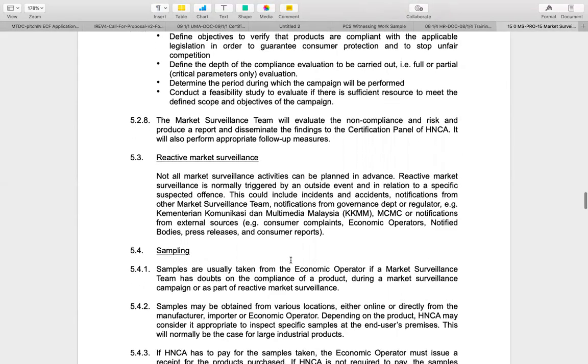So just to touch on the reactive market surveillance. Not all market surveillance activities can be planned in advance. The reactive market surveillance is triggered by an outside event or in relation to a specific suspected offense. This can come from the KKMM, MCMC, or other regulatory agencies.